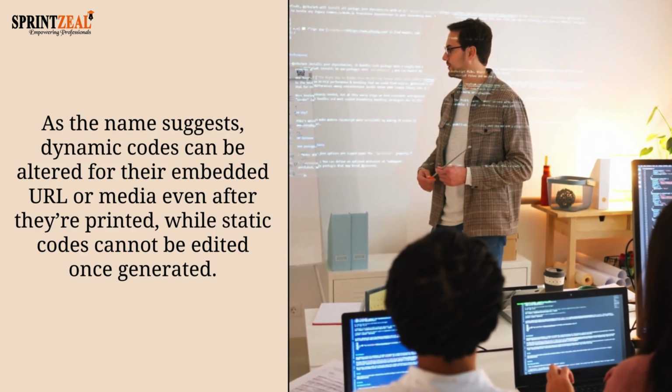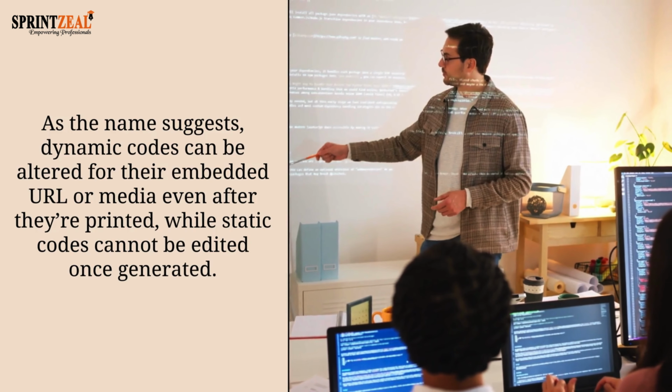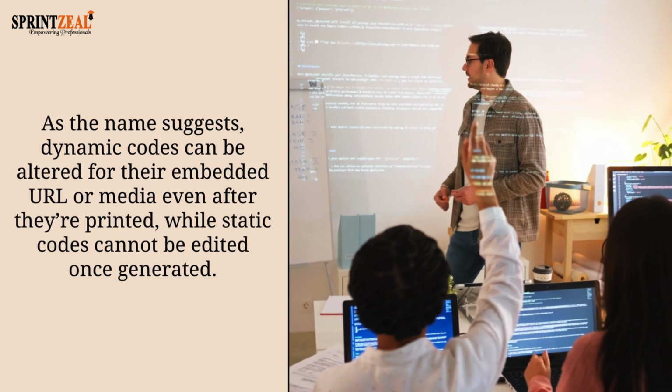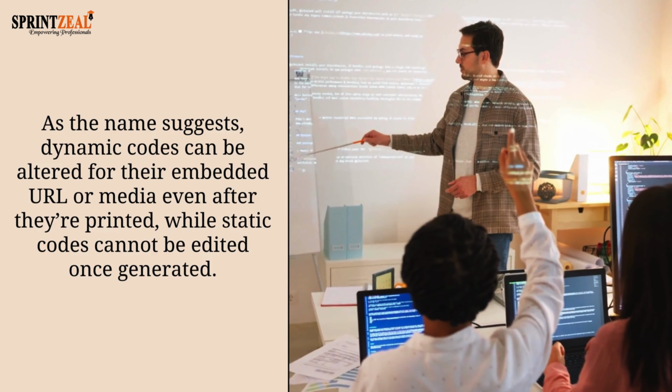There are mainly two types of QR codes, dynamic and static. As the name suggests, dynamic codes can be altered for their embedded URL or media even after they're printed, while static codes cannot be edited once generated.